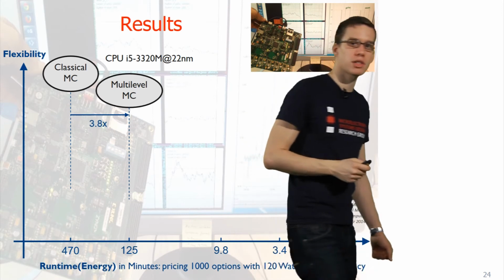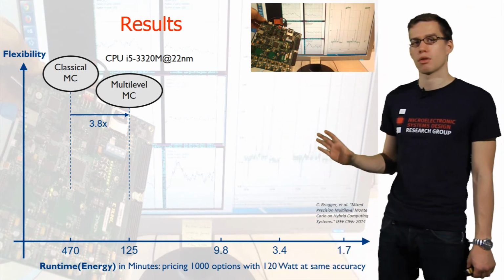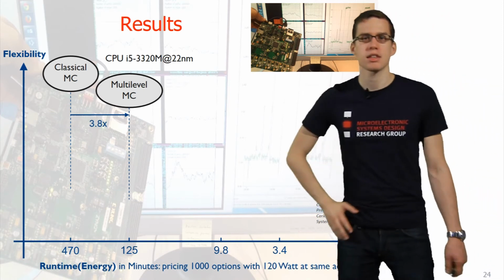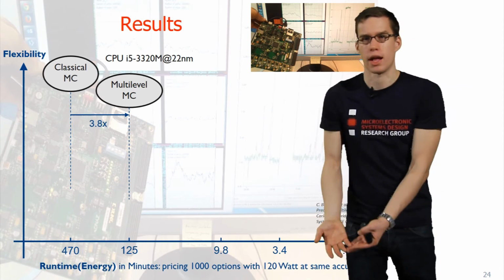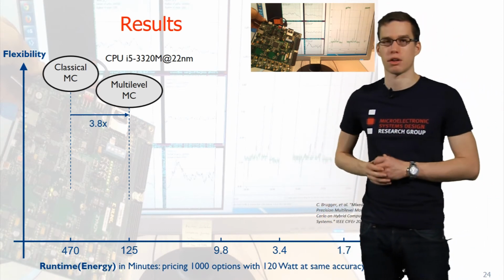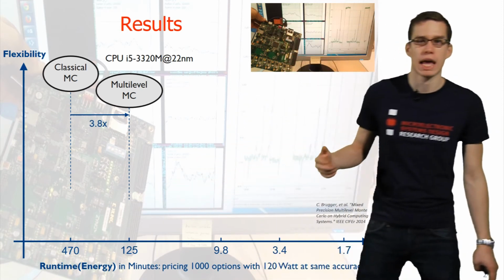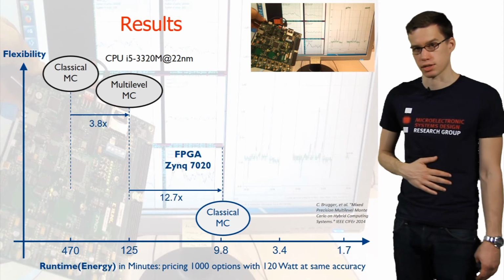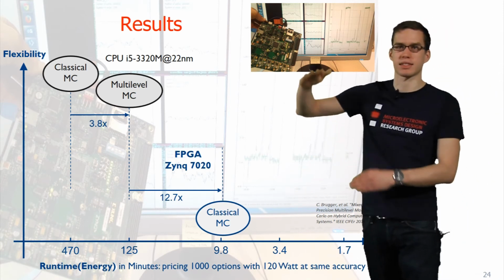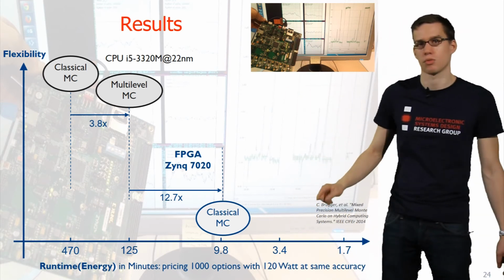The next thing we looked at was classical Monte Carlo on the Zynq FPGA. This is really putting everything on the FPGA. We have seen research papers that have been doing that, and we have done that on our own. In our case, we got a speed up of 12.7x over the multi-level Monte Carlo setting. And in that case, we use a stack of Zynq FPGAs to get to 120 watts.